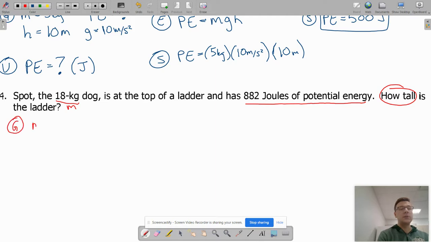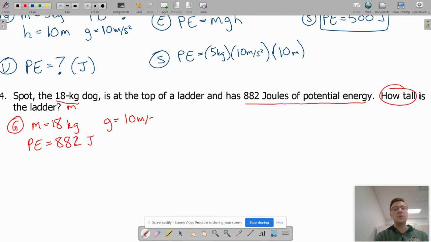So in our givens, it does tell us the mass of Spot. He's 18 kilograms. It tells us that he has a potential energy value of 882 joules. Since we're talking about potential energy, we know that we're going to be using the acceleration due to gravity, which is always 10 meters per second squared. And then it says how tall is the ladder that he's on, so we know that we're solving for the height. So height is a distance measurement, so that is going to be measured in meters.